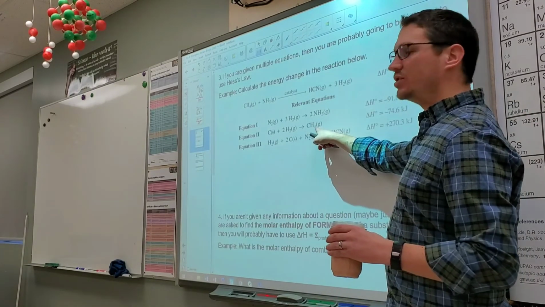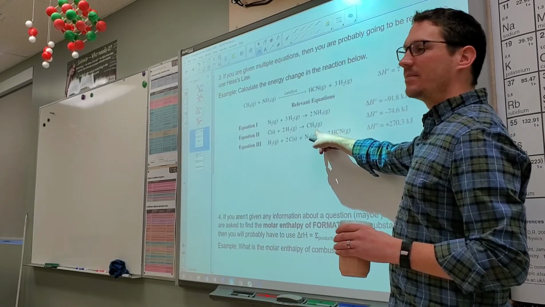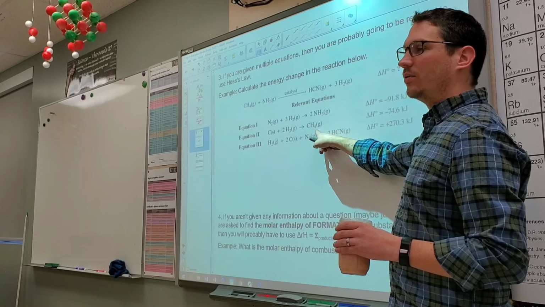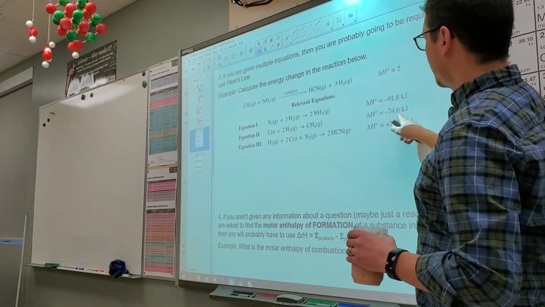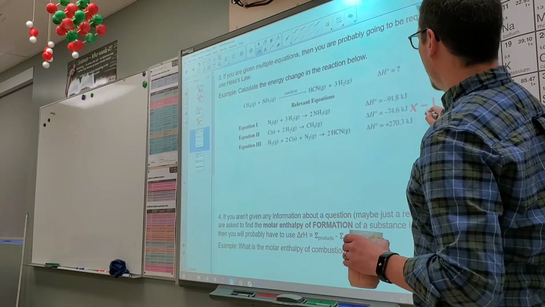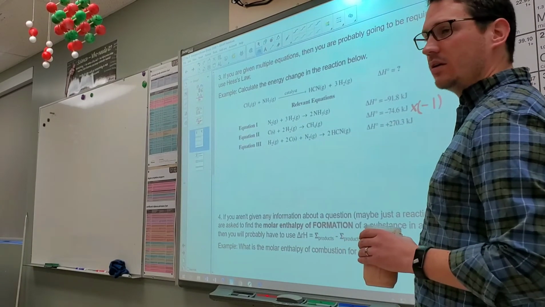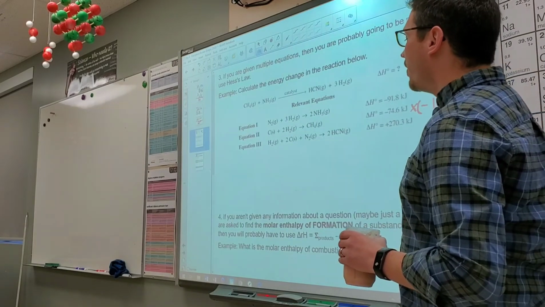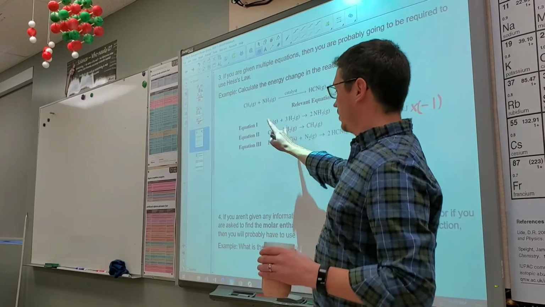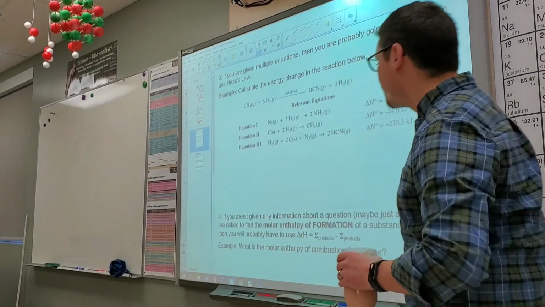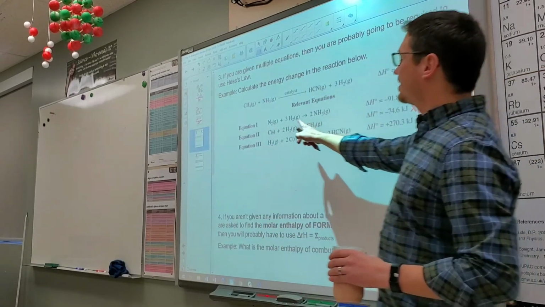Equation number 2. So is it good the way it is? No. It's on the wrong side. So what do you have to do to the enthalpy? Multiply by -1. Okay. Remember what happens when you flip the equation? You flip the reaction, right? Okay, what about the next thing?